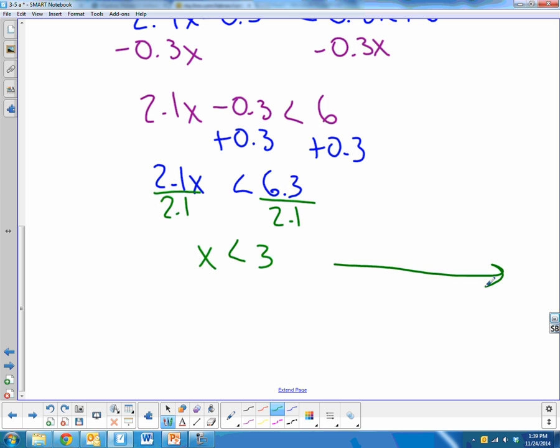I graph my solutions then. 3 goes in the middle, and 2, 1, there we go. If x is less than 3, then I've got an open circle here, and x is going to be less than 3. So 2 and 1 could be solutions for x.